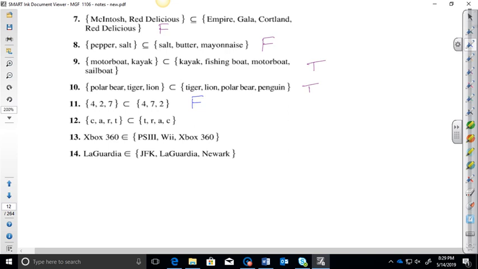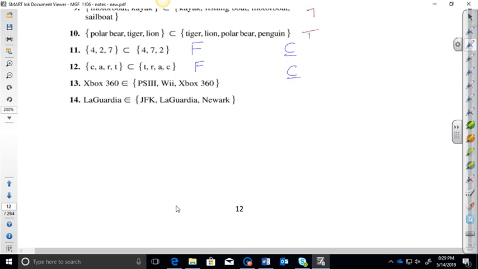C-A-R-T, T-R-A-C, false. But it would have been true if you put that symbol for those. Xbox 360 is an element. That's true, yes. It's not subset. How about the other one? That's also true. So see the difference between those two symbols? One is an element of, the other one is a subset. It's a set.